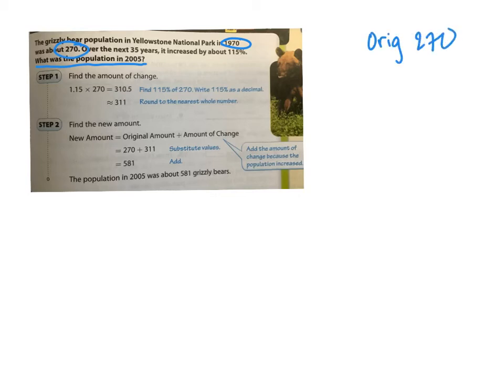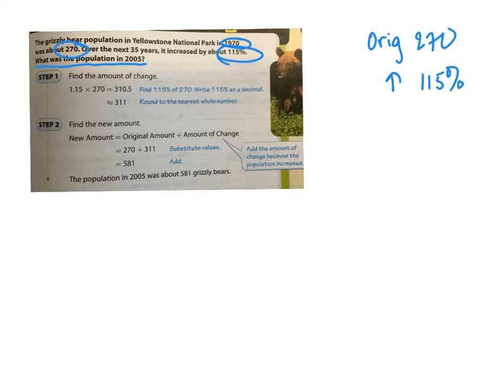And then over the next 35 years, it increased by 115%. It went up by 115%. So 115% of 270 is what I'm going to try and find out to know how much it grew by between 1970 and 2005, because that was the difference of 35 years there.